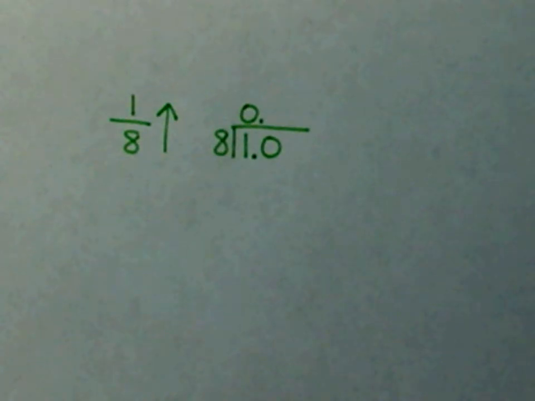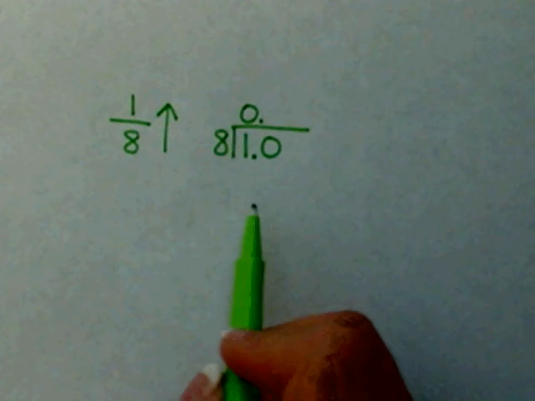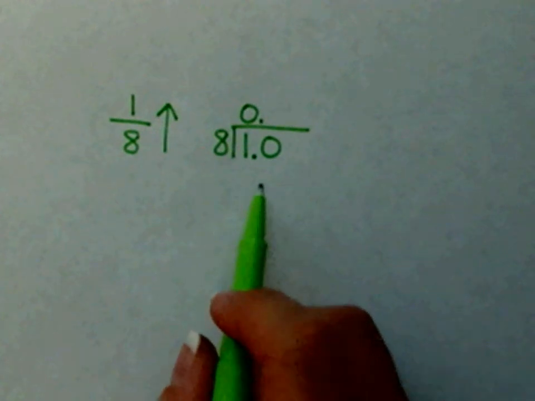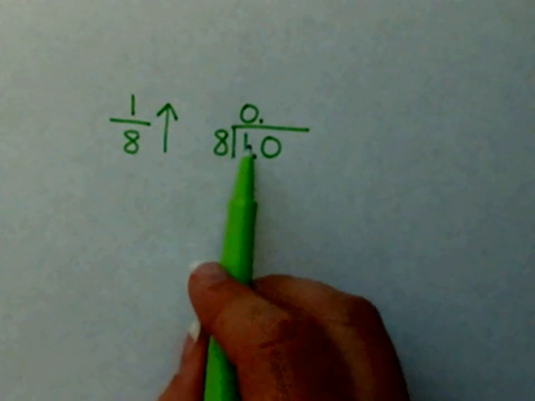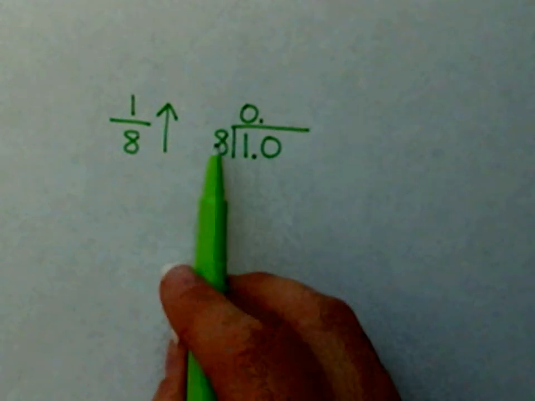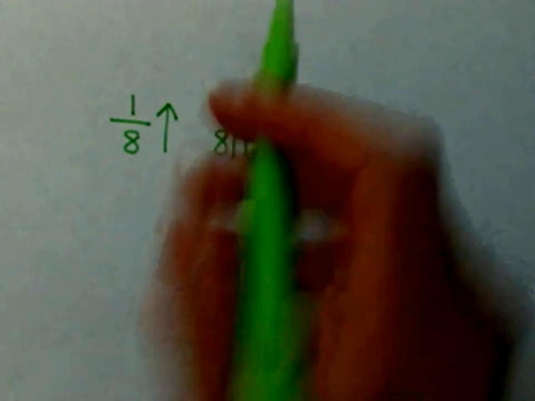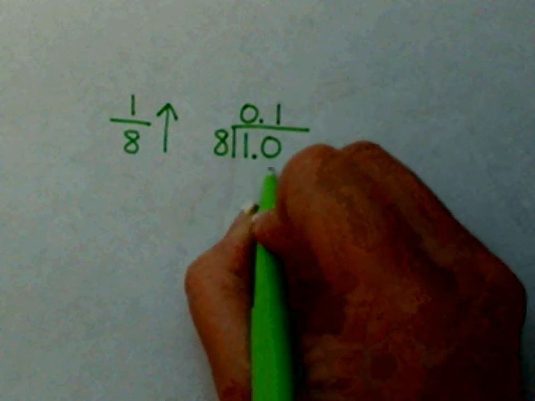So the key is you've got to make sure your decimal's there. And then we're just going to expand out our number. Notice I've added a 0, but I have not changed the value at all. It is still a 1 whole. Now, how many times does 8 go into 10? Once. 1 times 8, 8. 10 minus 8 is 2.